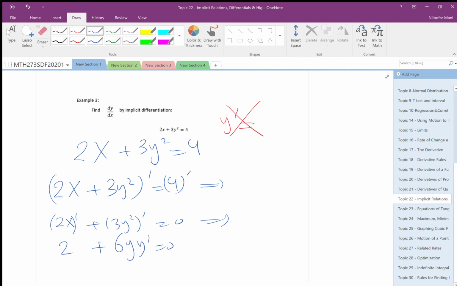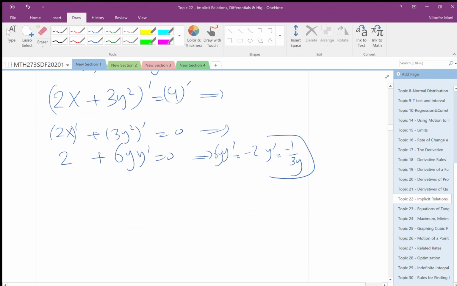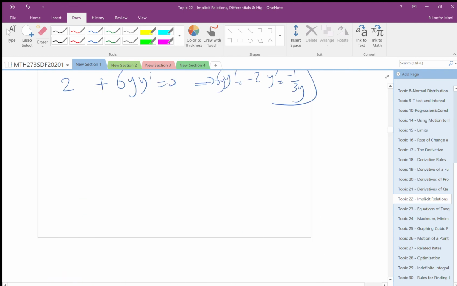I use the derivative, right? So 3x squared, the derivative is 6x. But right now I have to substitute y and times with y prime. So 6y y prime. So what is y prime? Now I have to solve for y prime. 6y y prime is minus 2, and y prime is minus 1 over 3y. Right? Done.